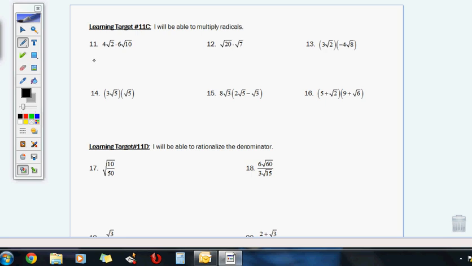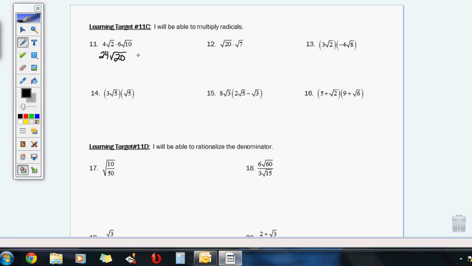Of worksheet number 8 on our radical review. Looking here at this learning target, we're going to multiply radicals. Outside with outside, inside with inside. So the first thing I'm going to do is 4 times 6, and I'm going to get 24. And then root 2 times root 10, I'm going to have you do root 20.